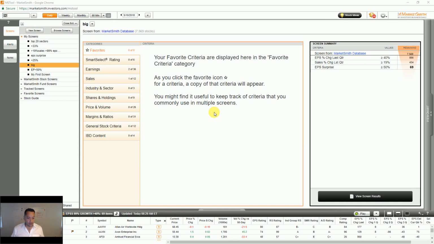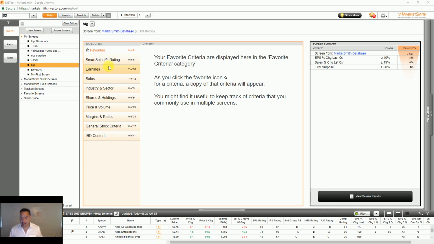So what we're going to do, very simply, we're going to narrow down this universe looking at stocks that are growing extremely rapidly, okay? So here we are. We're looking at Market Smith, which is part of IBD. What you can do is you can do a new screen. I already did it, so you can do a new screen, and then you'll get this information here on how to break down the screen.